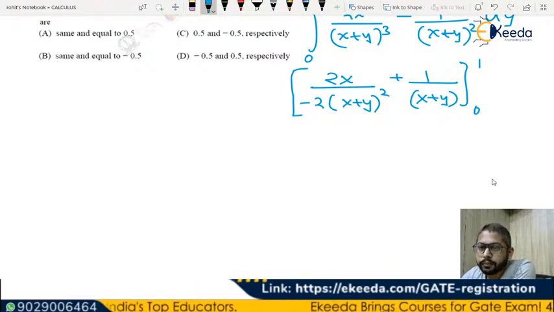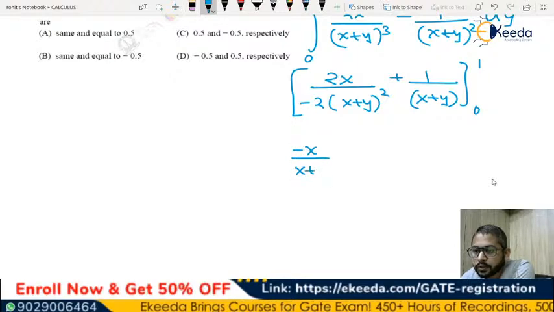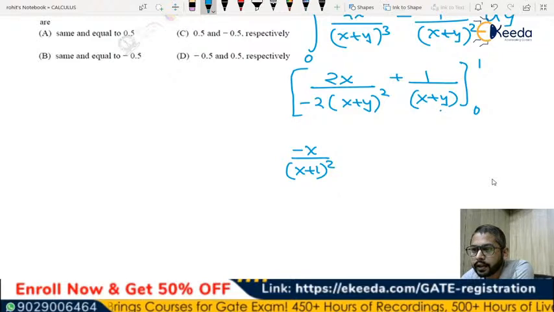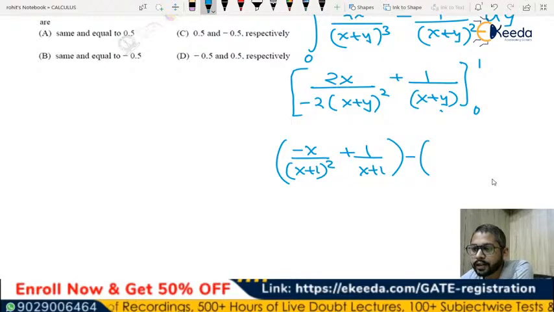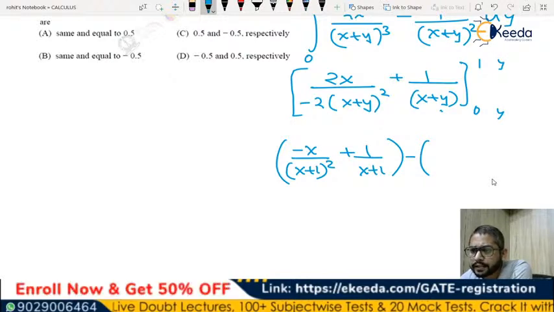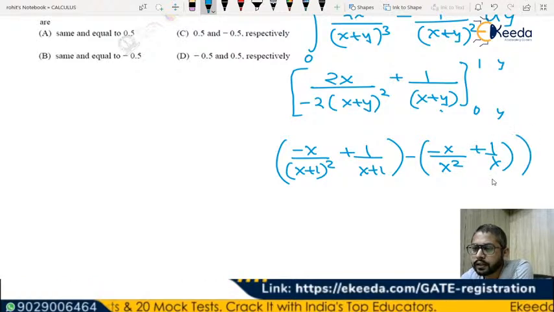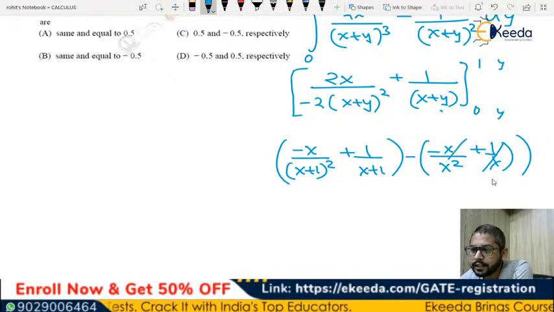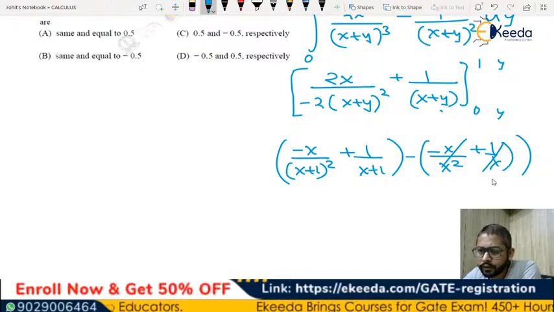So the limits for 1, this is minus 2 and 2 gets cancelled, minus x by x plus 1 square, and putting 1 here, this is plus x plus 1. The lower limit when you are putting y equal to 0, these are the limits of y, right? So y equal to 0, this becomes minus of x by x square, which will be minus 1 by x, and this is also 1 by x. So these two terms get cancelled, right? These two terms get cancelled because it is minus 1 by x and it is 1 by x. So cancelled. So you are left with only this term.